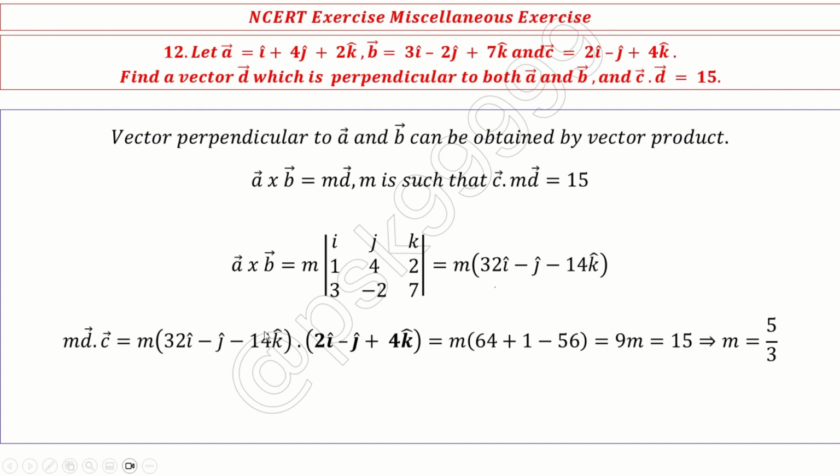Now if I do C dot MD, I can do the scalar product either way. MD dot C is equal to M times (64 plus 1 minus 56), which is equal to 9M. This is given as 15, which means M should be 5 by 3. If I multiply by 5 by 3, this is the vector I wanted, which is perpendicular to both A bar and B bar, and when I take the scalar product with C bar, it gives me 15. So the required vector is this one.